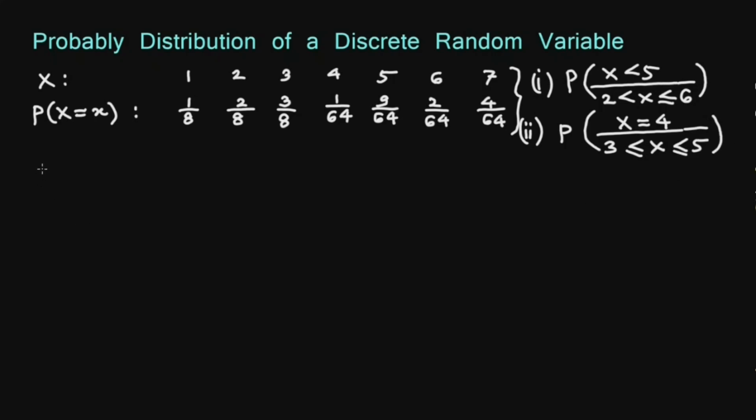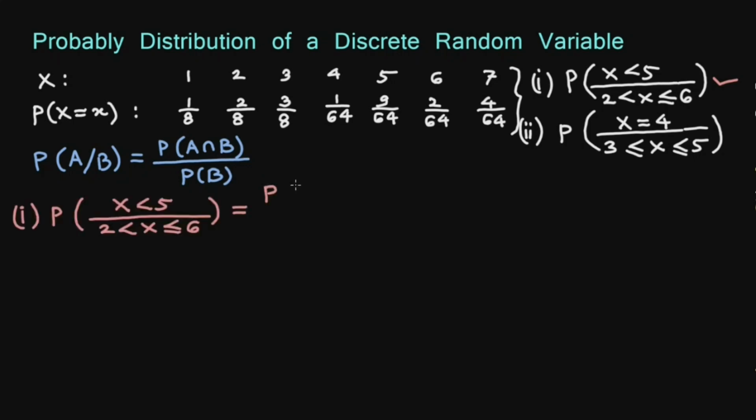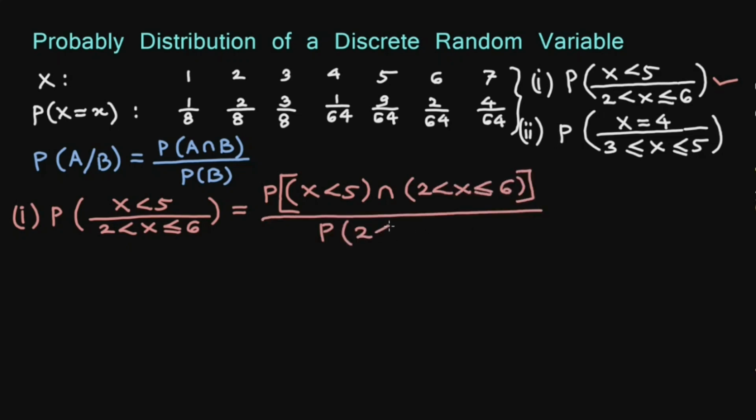In conditional probability of two events A and B, probability of A given B, that is probability of A when B has occurred, is probability of A intersection B upon probability of B. So accordingly, this first probability will be probability of x less than 5 intersection 2 less than x less than or equal to 6 upon P of 2 less than x less than or equal to 6.